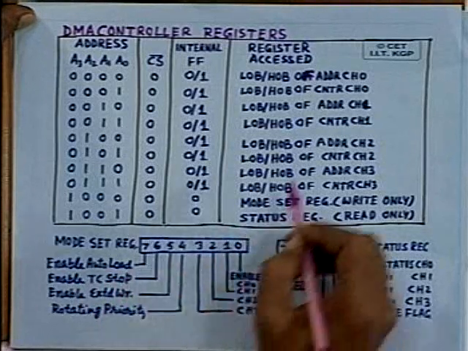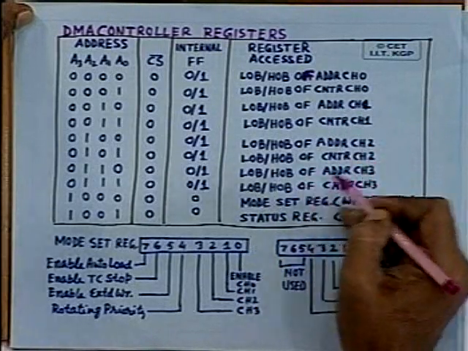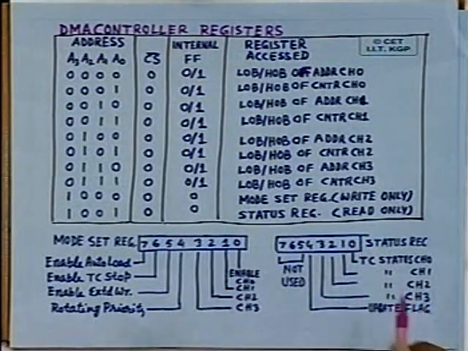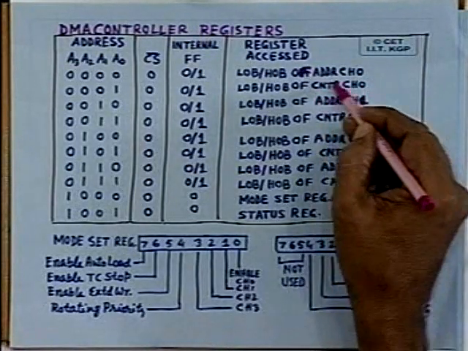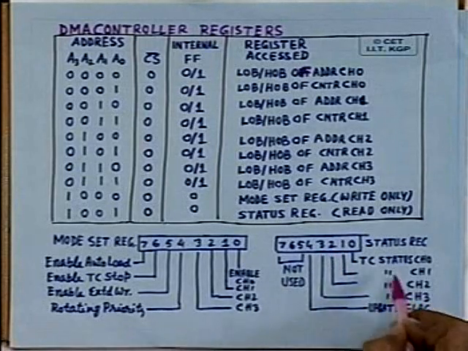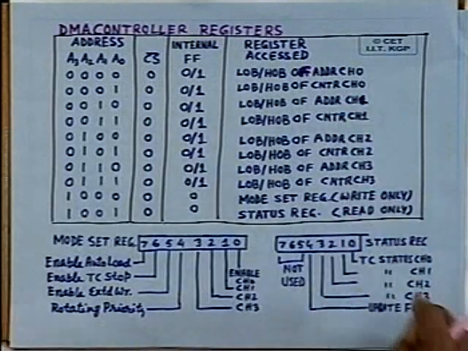If you want to transfer blocks of data continuously one after the other, then automatically the address register and control register will be loaded from channel 2 to channel 3, and that's how a continuous block of transfers can be performed, and that can be programmed by this. With the help of this status register, the terminal count status, that means whether the complete block of data has been transferred or not, can be found out by looking at these bits 0, 1, 2 and 3, and this is the update flag bit, which is used for updating the status.